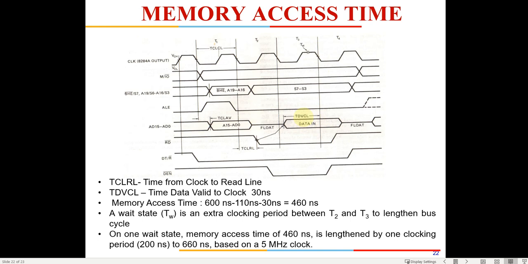That is known as the time data valid to clock. Thirty nanoseconds before the clock, the data has to be placed onto the data bus by the memory. That is known as TDVCL. So for the total access time of the memory, you will have to subtract this time taken also. So only 460 nanoseconds is available for the memory to place the data.